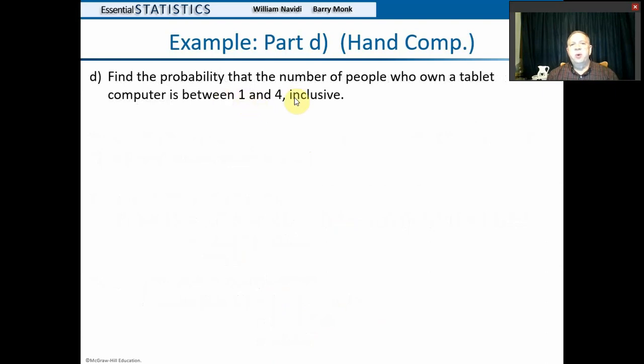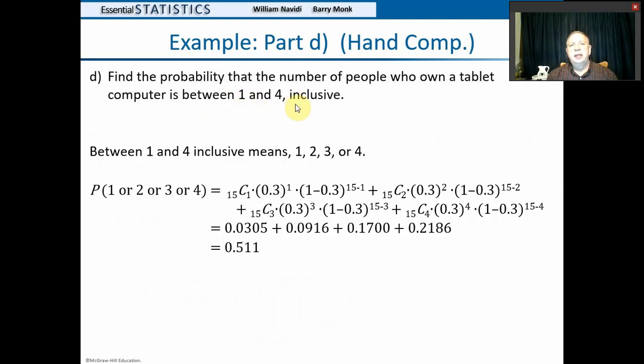The number between 1 and 4 inclusive. Well, I could just add these up: 1, 2, 3, or 4. 15 choose 1, 1 success, 14 failures; 2 successes, 13 failures; 3 successes, 12 failures; 4 successes and 11 failures. And once we do the calculations, we just add them up, and it's 0.511.